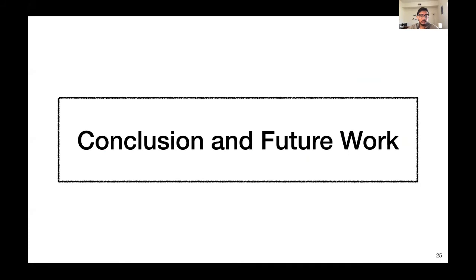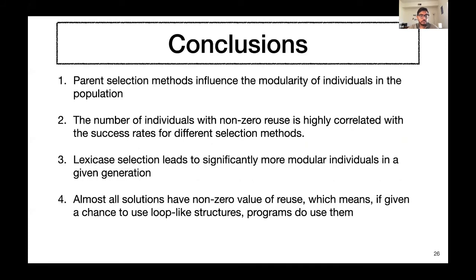So in summary, some conclusions can be drawn. First is parent selection methods influence the modularity of individuals in the population, or at least the kind of modularity we have discussed in this paper. Second, the number of individuals with non-zero reuse is highly correlated with the success rate for different selection methods. We have seen this in case of Lexicase, tournament, and fitness proportionate selection algorithms.